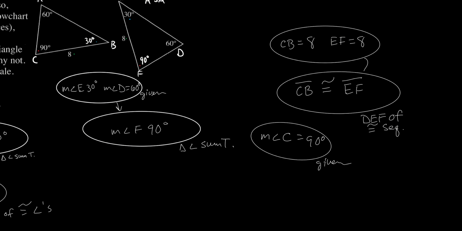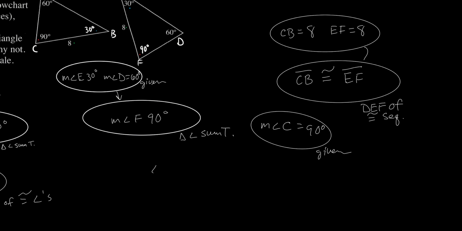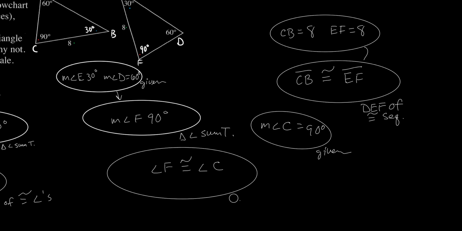And because F and C are both 90 degrees, we can now conclude that angle F is congruent to angle C. And again, this is just the definition. It's the definition of congruent angles. So do they meet the definition of congruent angles? Do F and C? Yeah, they're both 90 degrees, right? C was 90 degrees because that was given. F is 90 degrees because of the triangle angle sum theorem.